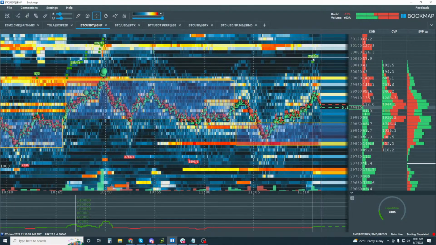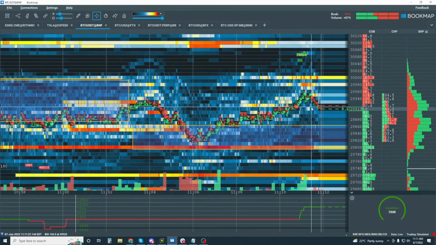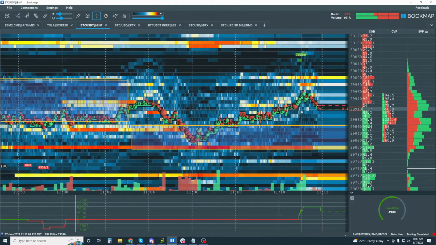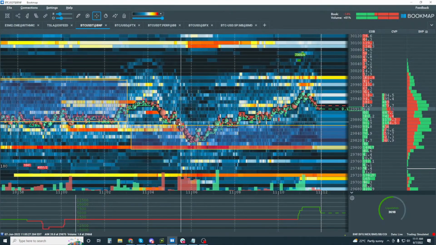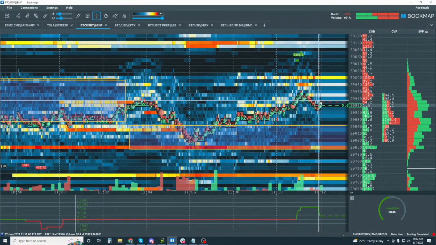So we only got a few, and we did not get the fast move we're looking for. We only got a few, but it's not over yet. We're still above that area here, and we're still finding some buyers in here.